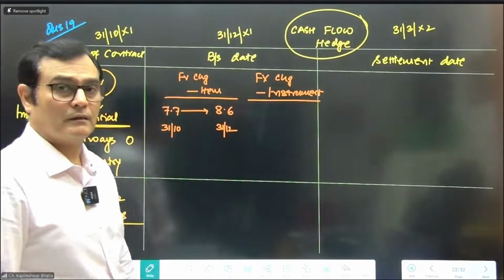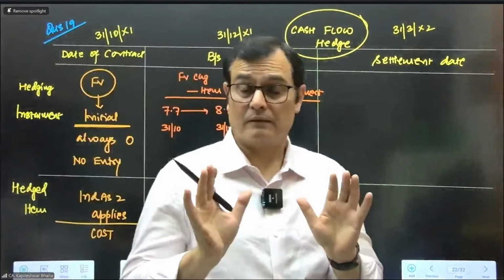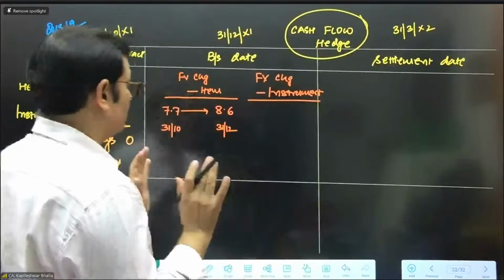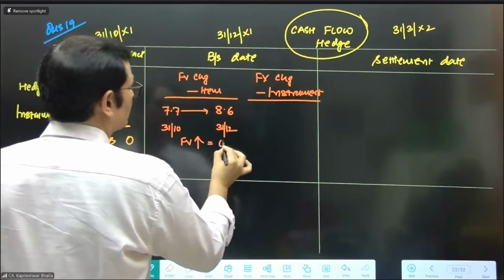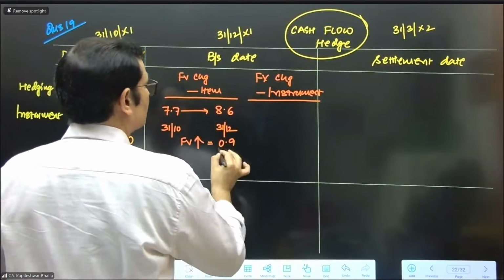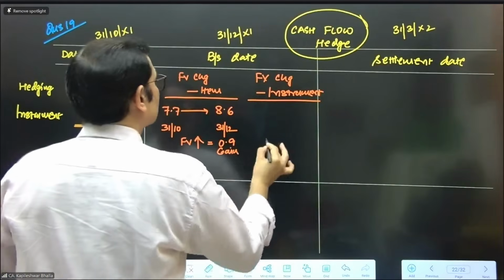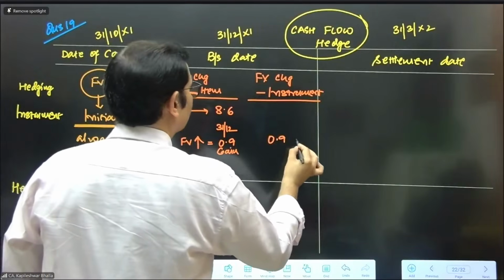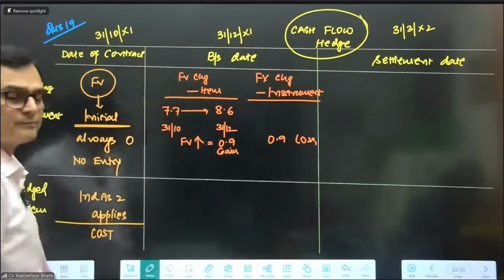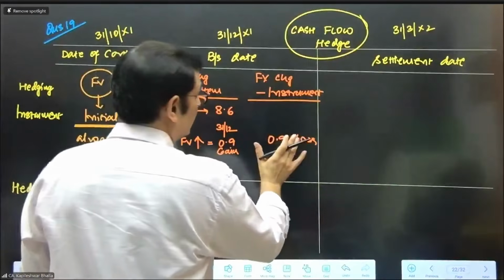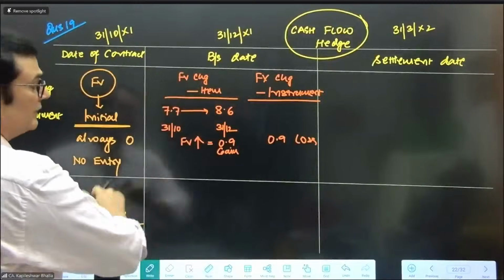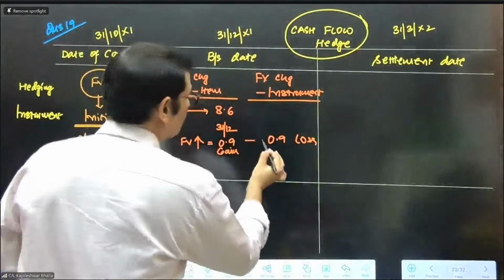That's a gain, but I don't need to capture the gain of the inventory. We know there is a fair value increase to the extent of 0.9, so there is a gain. Here we are already given that there is a 0.9 loss. It's a perfect hedge because the loss on the derivative instrument is exactly equal to the gain.